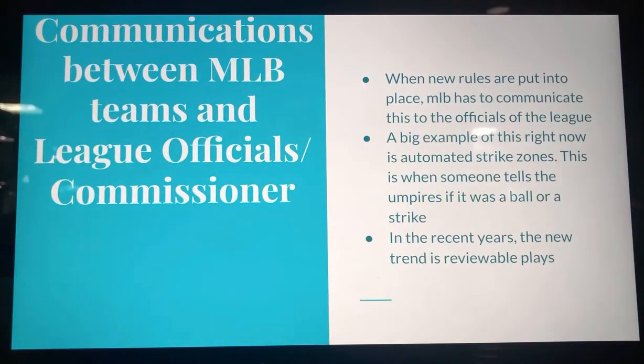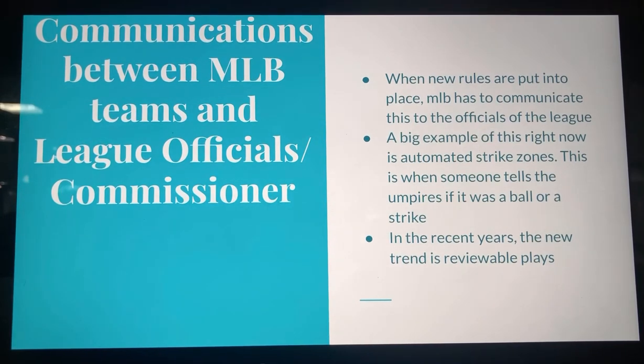Communications between MLB teams and league officials and commissioners. When new rules are put into play, MLB has to communicate with these officials of the league. For a baseball example, it's umpires who judge the game. If they make new rules, they have to communicate it with them to make sure that they're making the right calls. A big example of this right now is the automated strike zones.